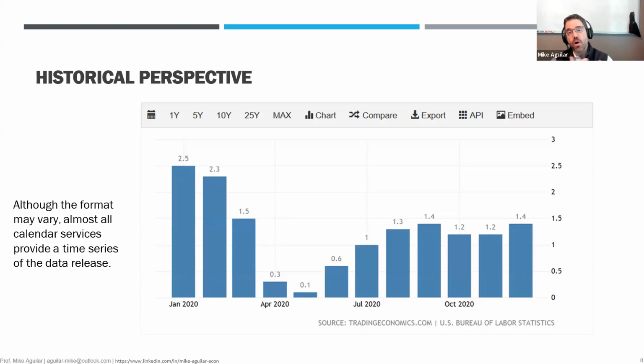These calendars often will provide you some nice charting tools. It's not as robust or user-friendly as FRED, but it's a quick snapshot. You get historical perspective. On Trading Economics, you can go back over different time ranges. You could even start to compare against others, which is nice. The export API features are paid.